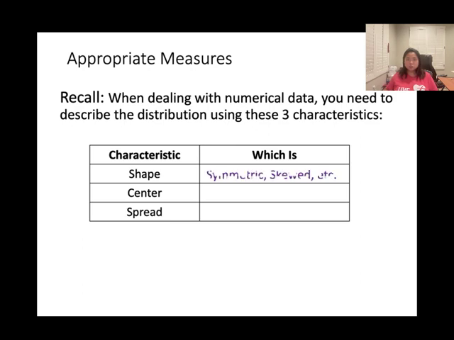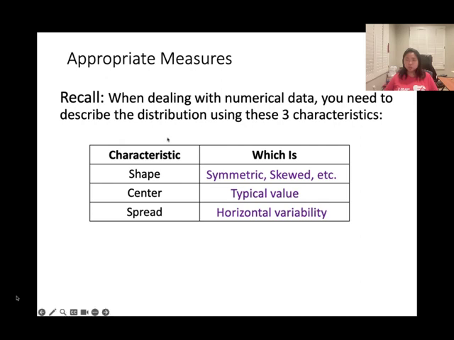Okay, the shape. It can be symmetric. Symmetric is talking about the normal distribution or uniform distribution. Or it can be skewed to the right or skewed to the left. The center will be the typical value. Usually it happens at the highest frequency one. The spread of the data is talking about the horizontal variability.